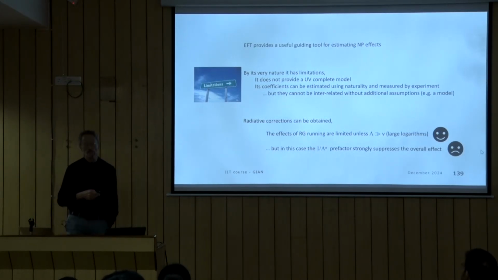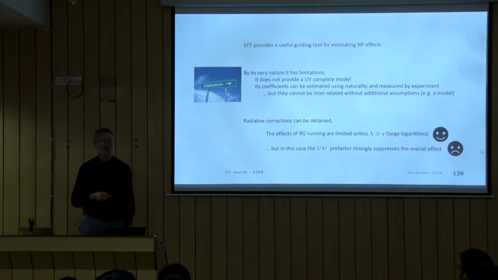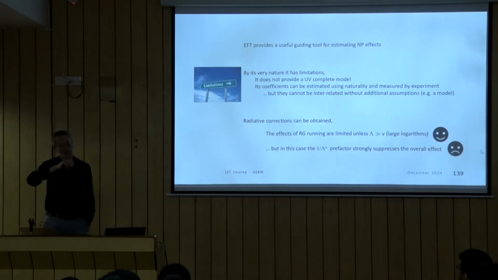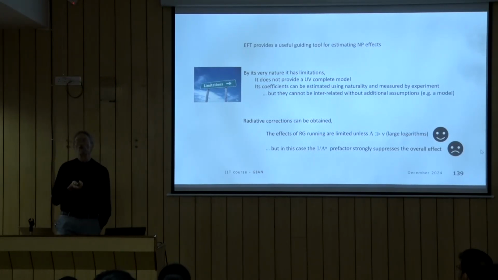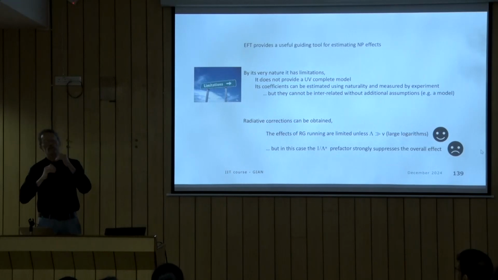But that estimate is not precise. If I say lambda is greater than 2 TeV, it doesn't mean exactly 2 TeV. There's a margin of error because I don't know the coefficients with precision. I can just put a consistency limit on their value.